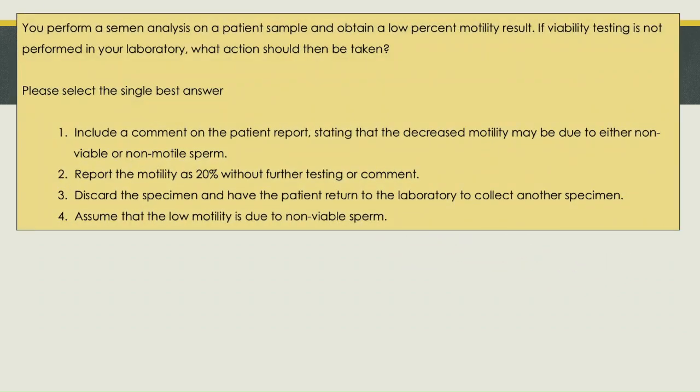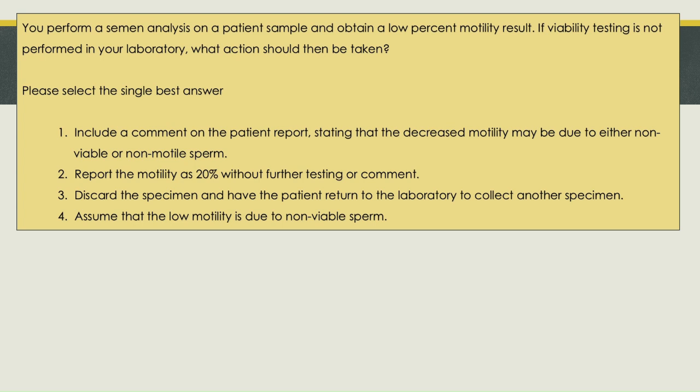You perform a semen analysis on a patient sample and obtain a low % motility result. If viability testing is not performed in your laboratory, what action should then be taken? Please select the single best answer.